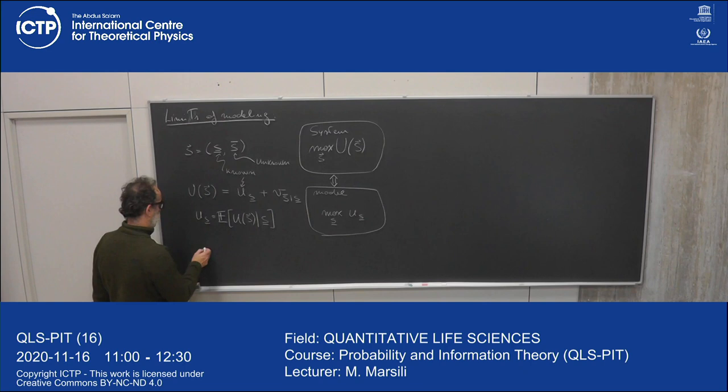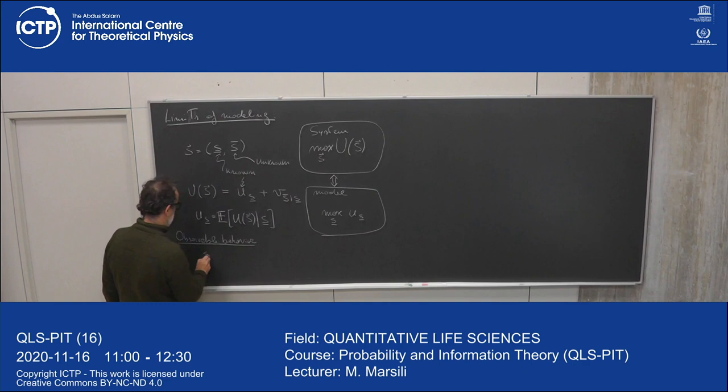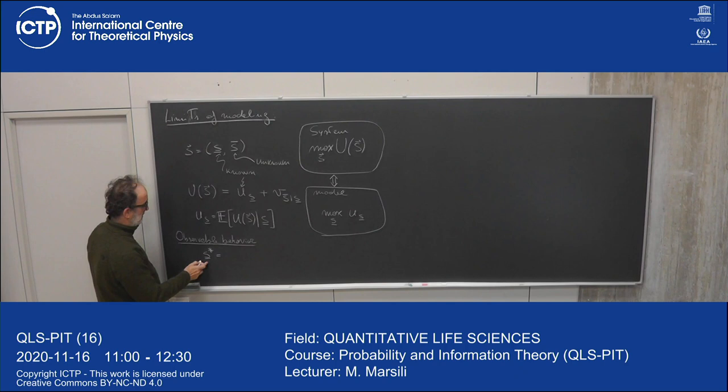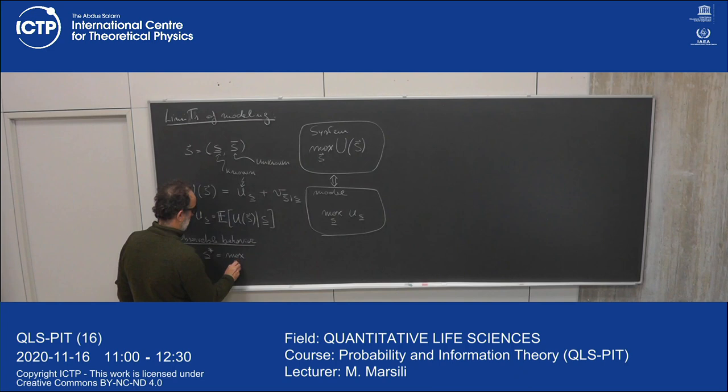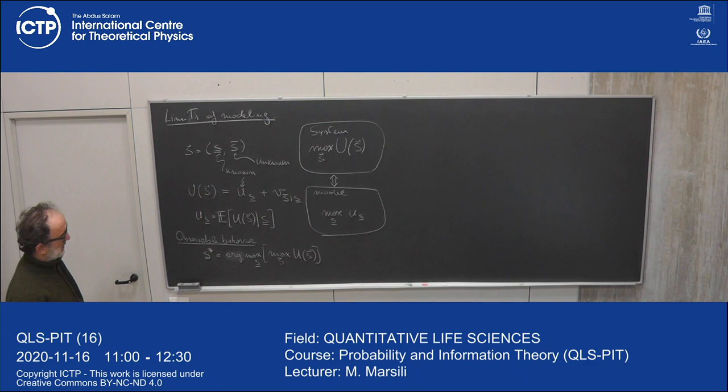Okay, so in particular, you can look at the observable behavior of the system, and this is essentially given by the maximum on the known variables. So this will be given by the argmax on the variables S of the maximum over the unknown variables of the function U of S that depends on both. Okay.